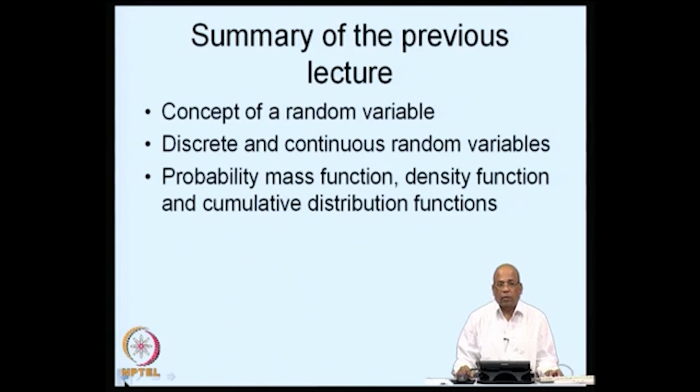Then we introduced the concept of the probability mass function for the discrete random variables. Typically we say probability of x taking on a specific value xi, that defines the probability mass function. And then for the continuous random variables we introduced the probability density functions, and for both continuous as well as discrete random variables we introduced the cumulative distribution functions.